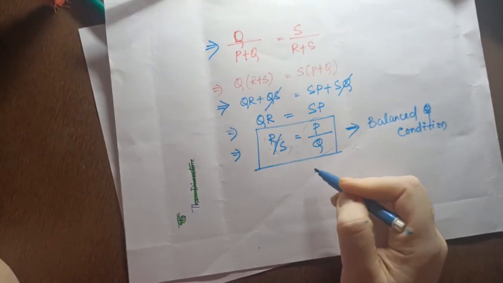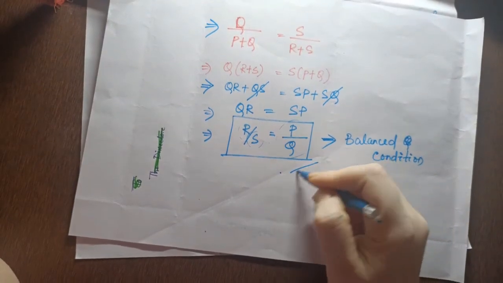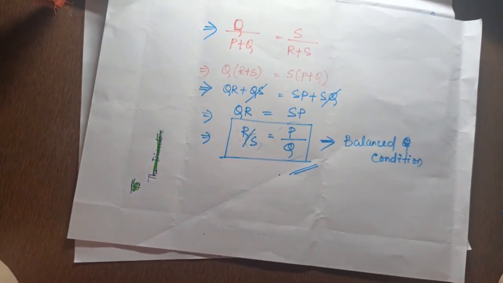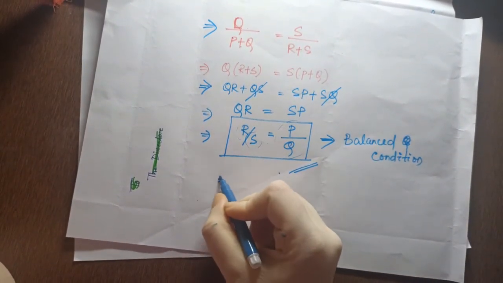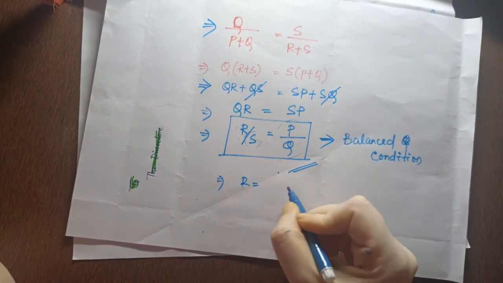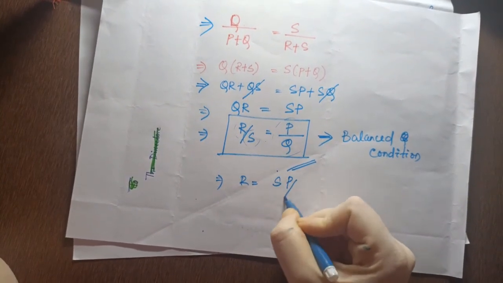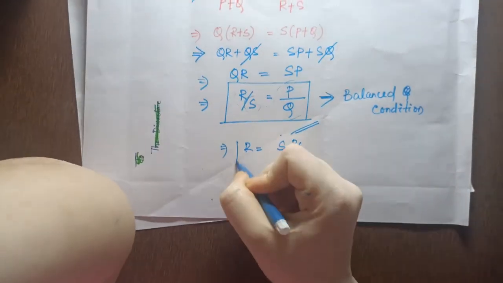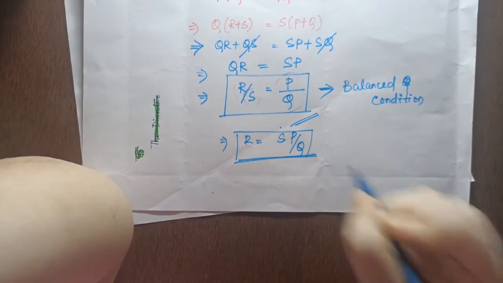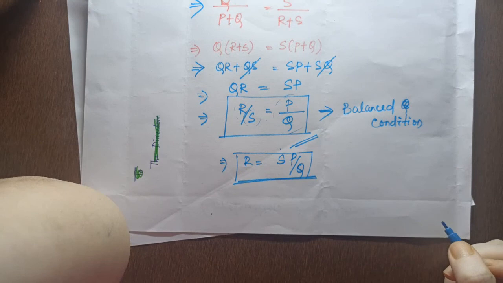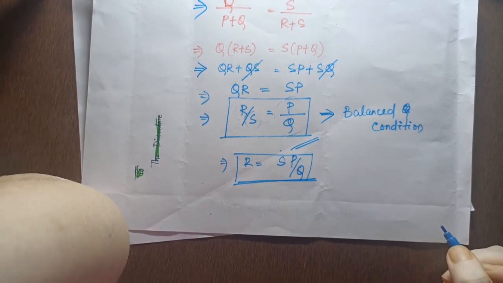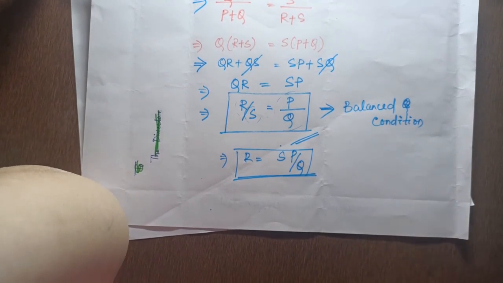So this is the main concept of Wheatstone bridge, that by this way we can find out the value of unknown resistance. Okay, R is equal to S into P by Q. Fine, thank you.